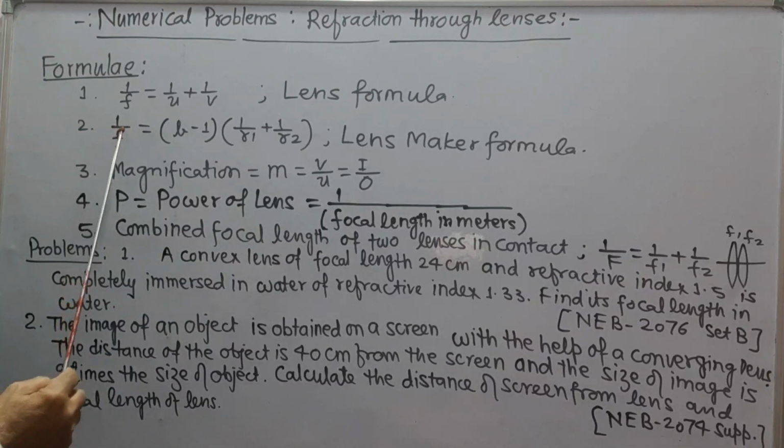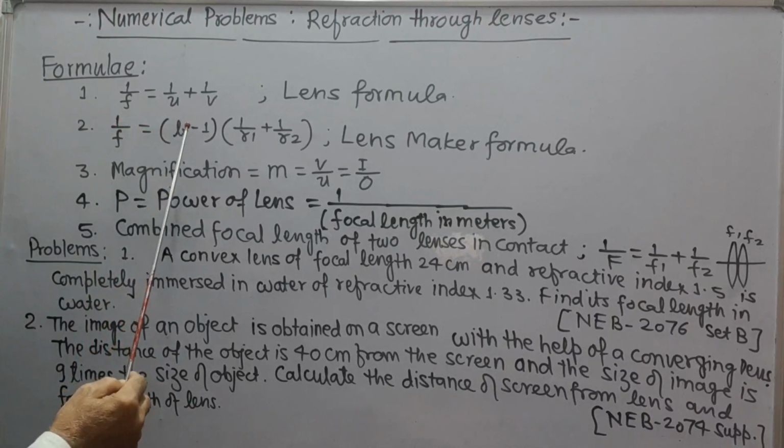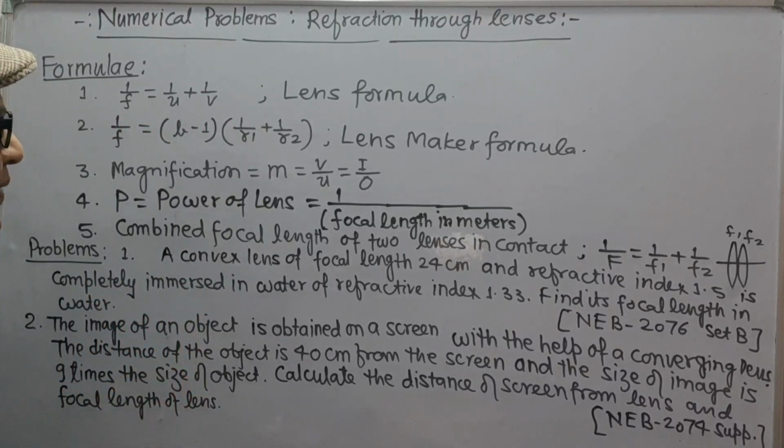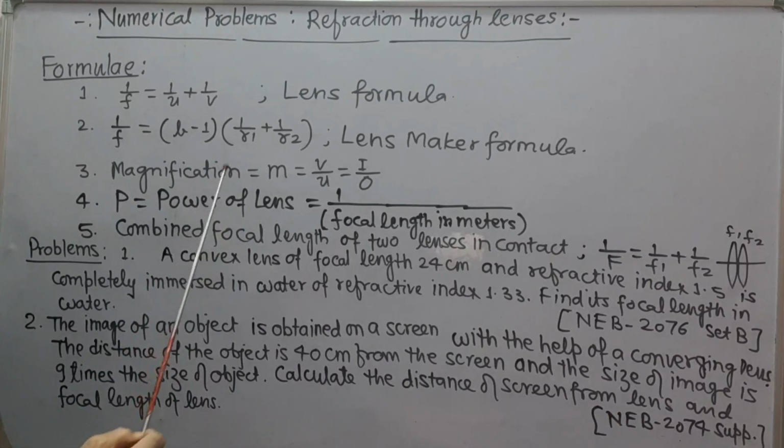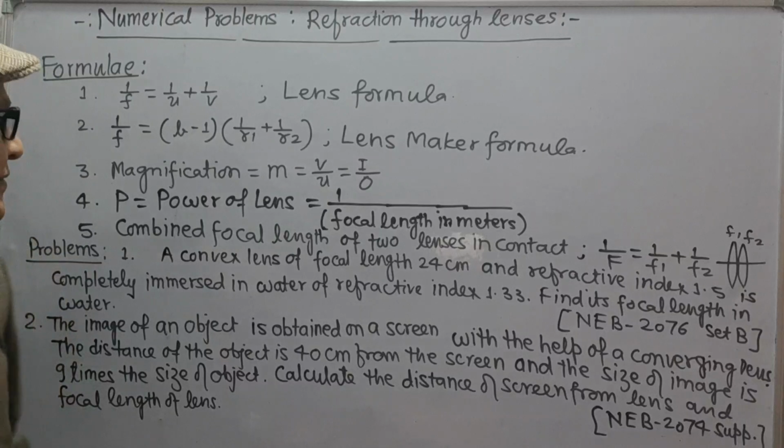This is the second one. 1 upon f is equal to (mu minus 1) into (1 upon r1 plus 1 upon r2), which is lens maker formula. Mu is refractive index of lens material. R1 and R2 are the radii of curvature of its two surfaces.